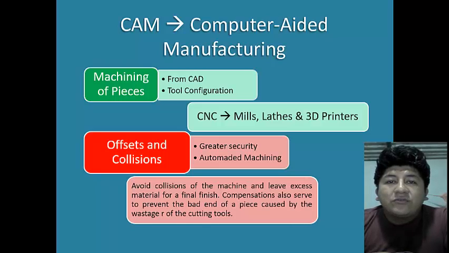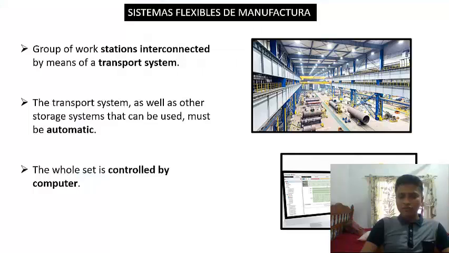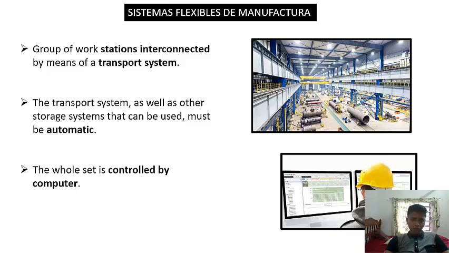Similarly, it calculates to reduce or increase the speed of progress to improve the finish of the piece and reduce the machining time. Here we define the concept of a flexible manufacturing system through its 3 main characteristics. First, it has a group of workstations interconnected by means of a transport system. Second, the transportation system, as well as other integrated storage systems, must be automatic. Finally, the whole is controlled by a computer.